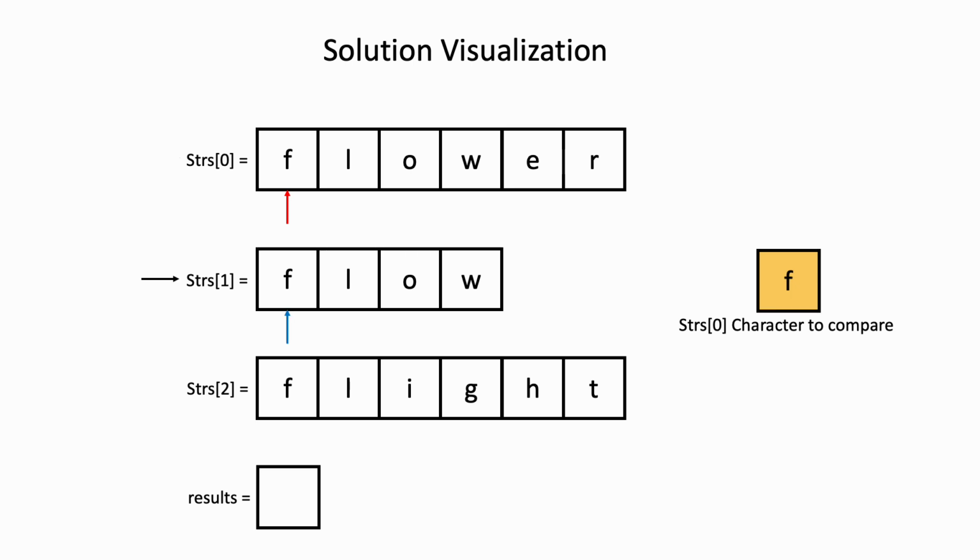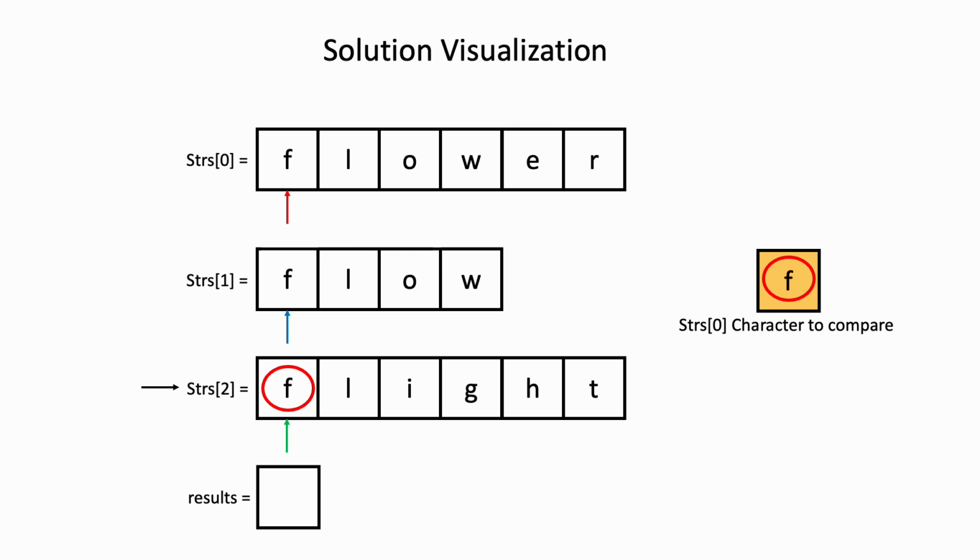We will have the blue pointer point to the first element of strs[1]. We check the value of the blue pointer element with the character to compare value. Both are equal, so we will move to check the first element of strs[2]. We will have the green pointer point to the first element of strs[2]. We check the value of the green pointer element with the character to compare. Both are equal.